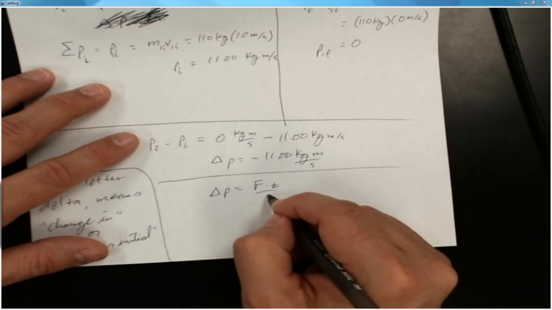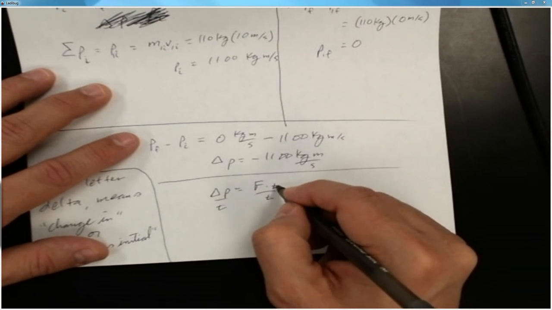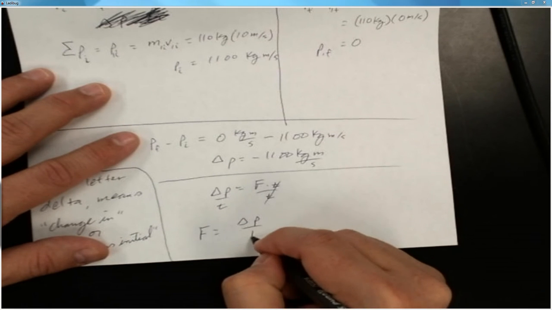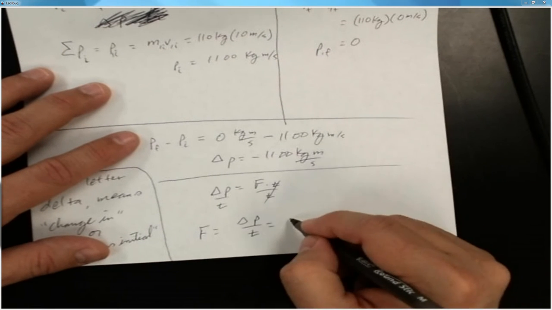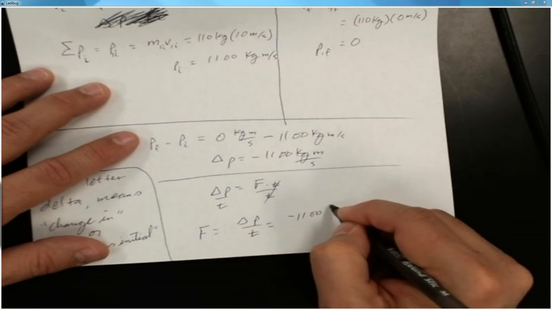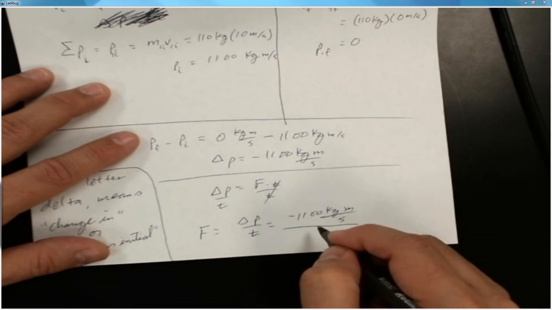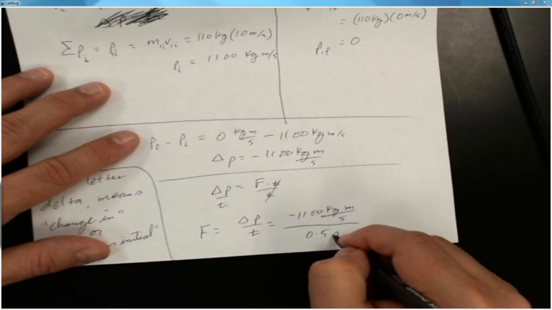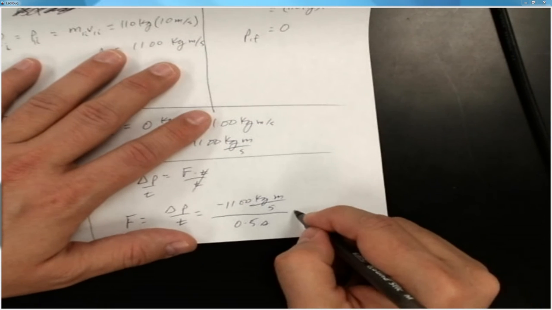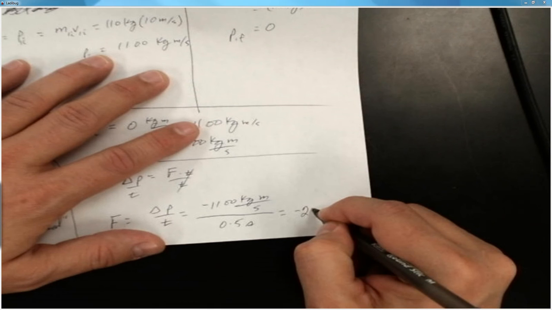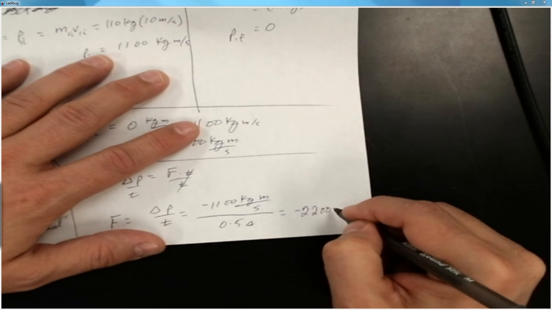So if I divide both sides by time, I'm going to get force is equal to the change in momentum divided by time. Change in momentum is negative 1100 kilogram meters per second. And I'm going to divide that by 0.5 seconds. Oh, no wonder that you're hurt. You might even be dead. So that means it's negative 2200.